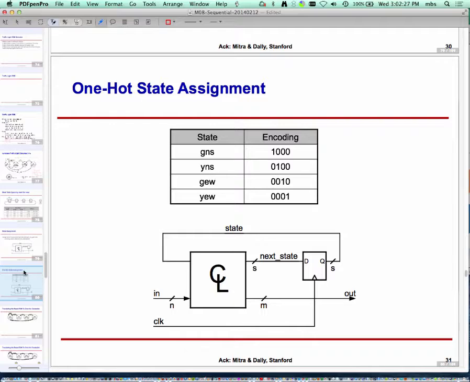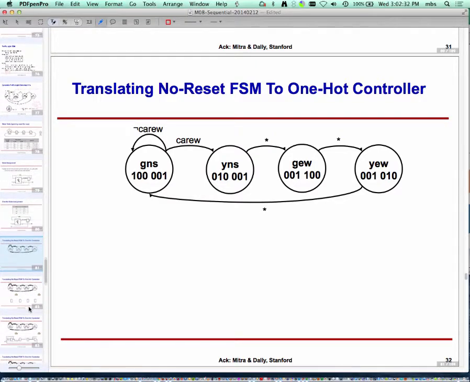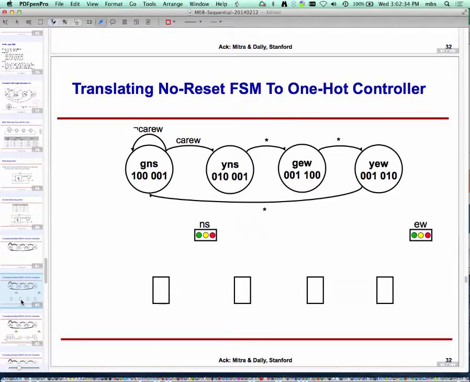So a nice thing about one-hot coding of states is that we can actually come up with an implementation almost directly without going through a whole lot of labor. So for manual design, it works out great. So the way it works is the following. I have one-hot coding. I need 4 bits, right? 4 states, 4 bits. As many bits, as many states.